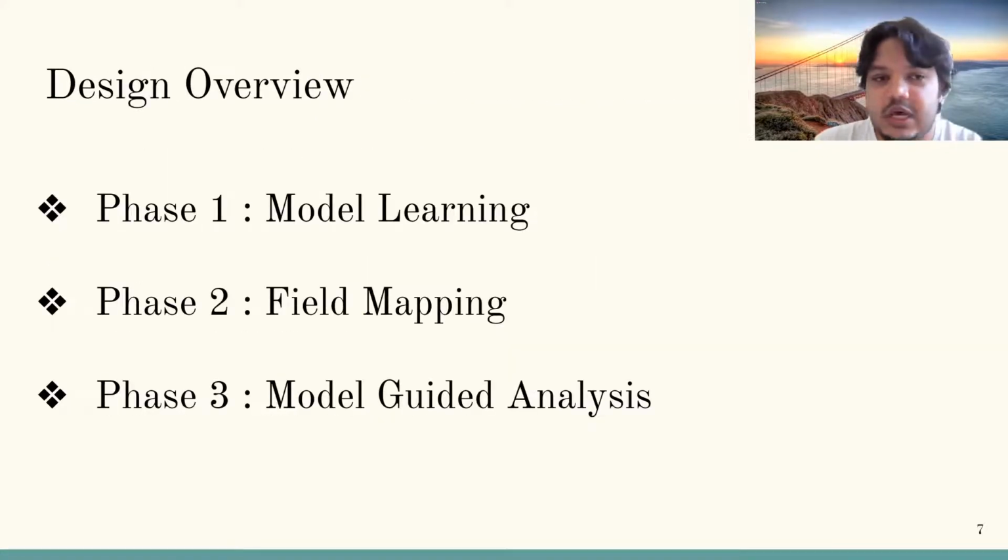Design overview. ProXray works in three phases. The first phase is the model learning phase, where we learn from known firmware. Once we have learned from known firmware, we move into phase 2, which is field mapping. Now we try to map the learned model into the unknown test firmware. The test firmware can necessarily be a binary blob where we do not know which memory regions correspond to the protocol relevant aspects. Once we have mapped the protocol usage in the test firmware, we can move into model guided analysis, which is phase 3.